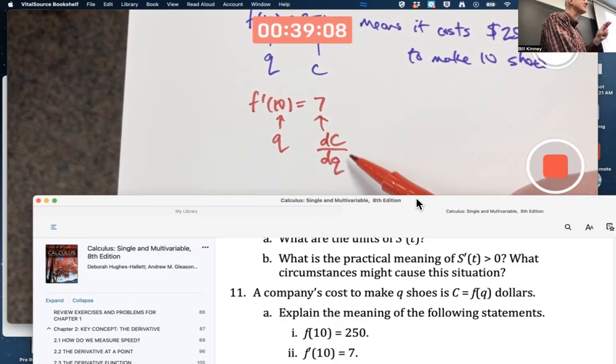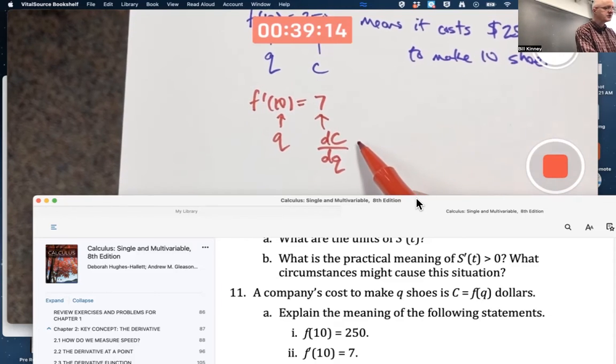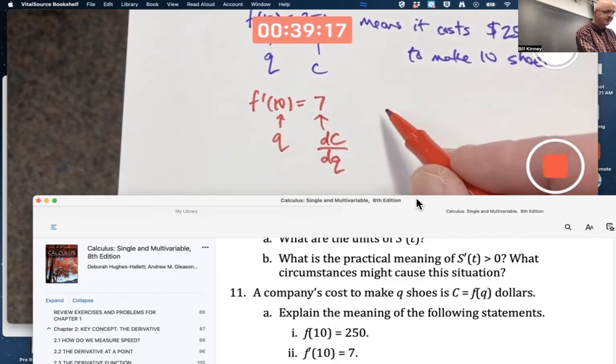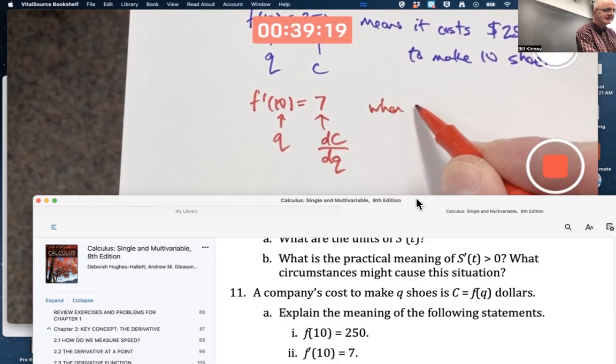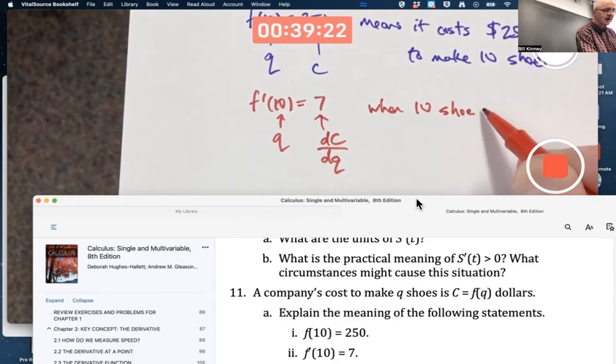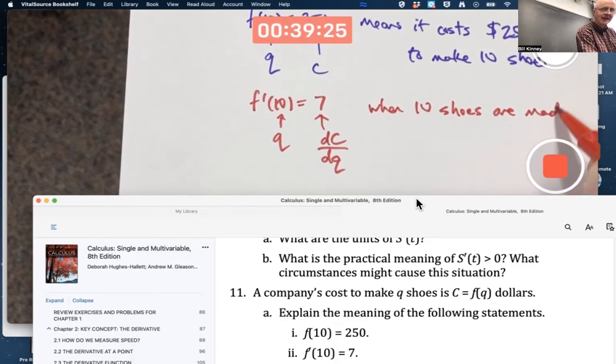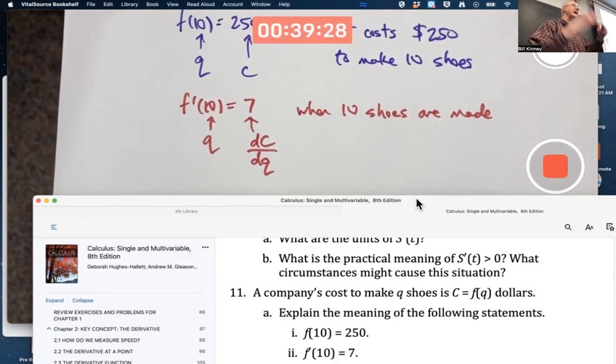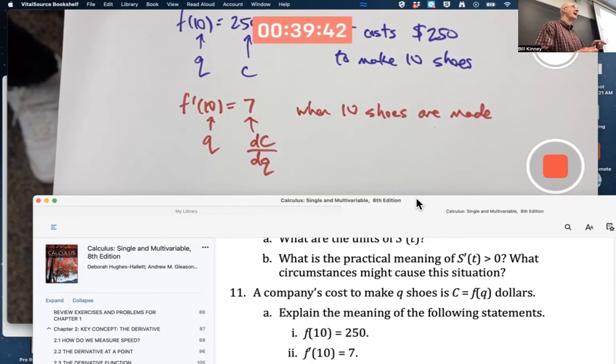The rate of change of the cost with respect to the quantity sold, or quantity made in this case. Its units are going to be dollars per shoe. This says when 10 shoes are made, and when I write that, it's implicit that they're made during a certain amount of time, maybe a day. When your production is 10 shoes, maybe per day, the rate of change of the cost with respect to shoe production is $7 per shoe.